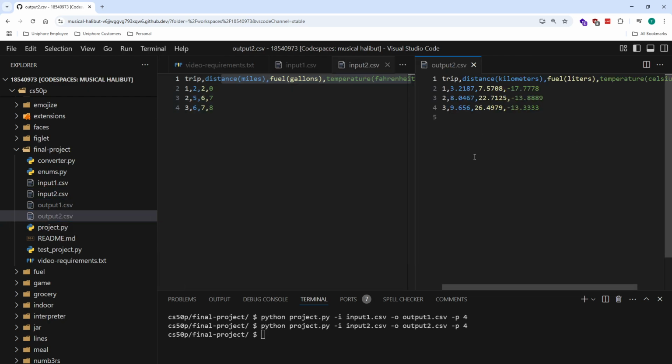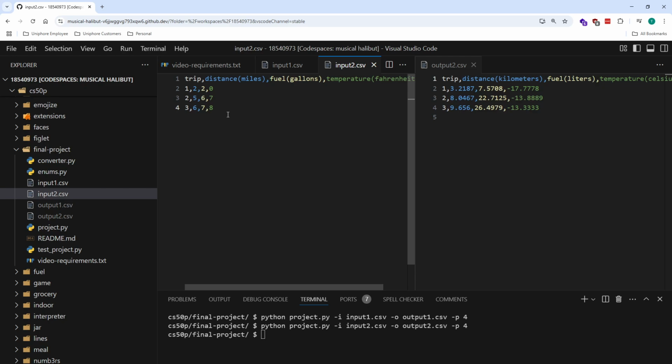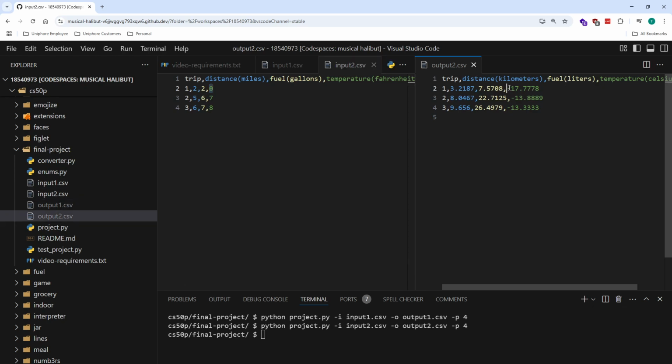So if you're used to metric units, this is a little bit hard to read. But for trip 1, we saw that it was 0 degrees Fahrenheit, which means minus 17 centigrade. They drove 2 miles, which is 3.22 kilometers. I hope that makes sense and that you guys get the gist of the application.